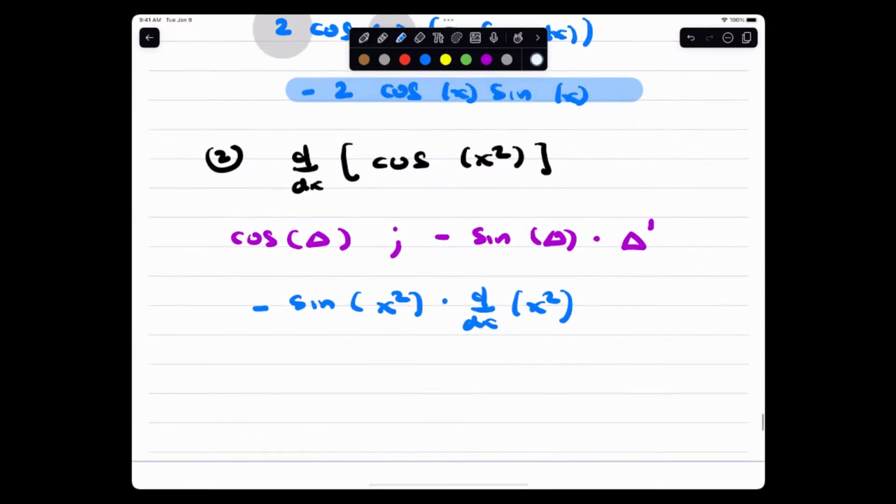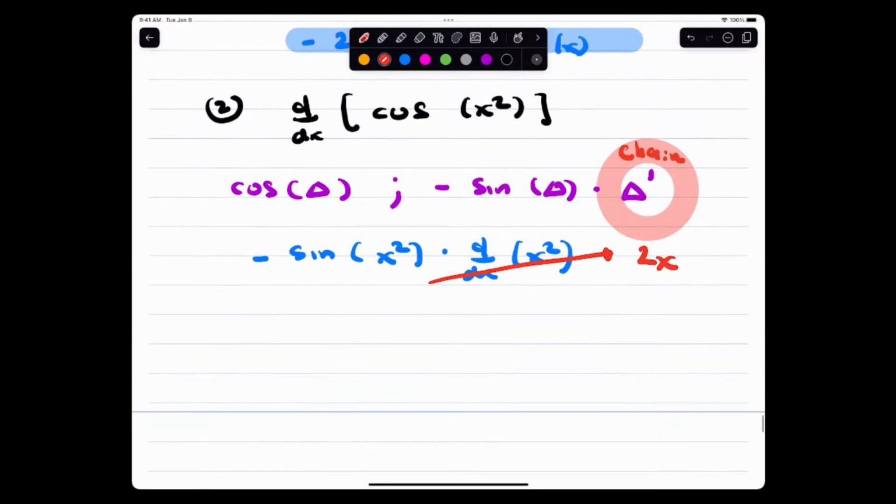X squared. So again, sometimes people never deal with the derivative of the chain. This is kind of thought of as the chain. And that derivative is what? 2x. So altogether, looking back at the book, you see minus 2x sine of what? X squared. That's what you'll see. Okay?